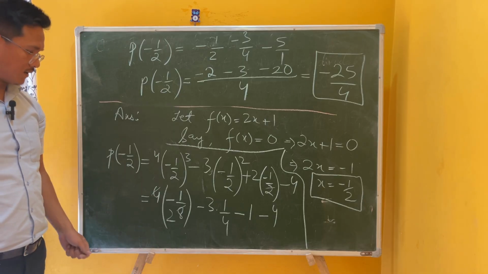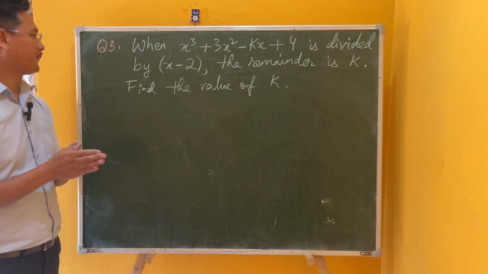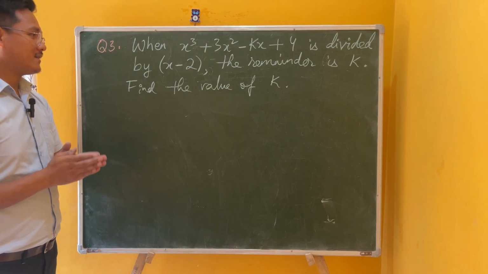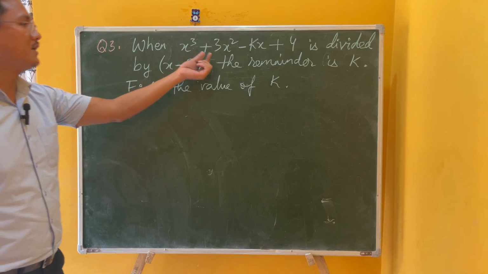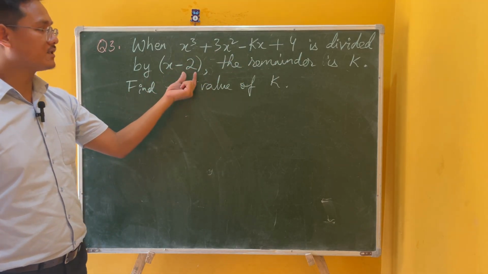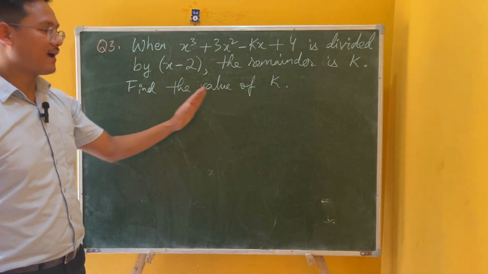Alright, we'll move on to another type of question. So question number 3 is like this. When x cube plus 3x square minus kx plus 4 is divided by x minus 2, the remainder is k. Find the value of k.